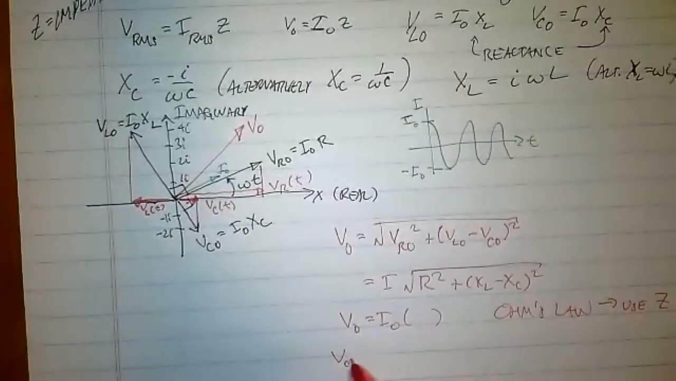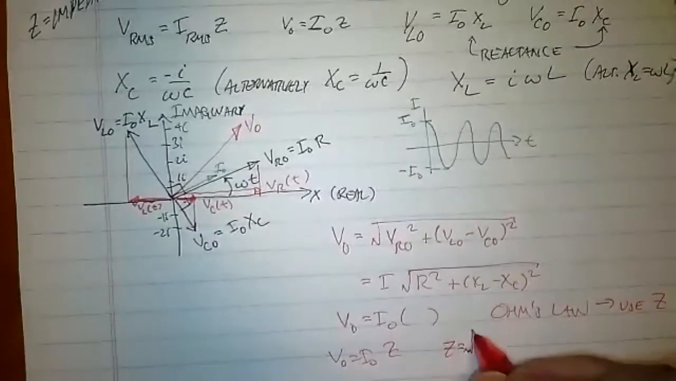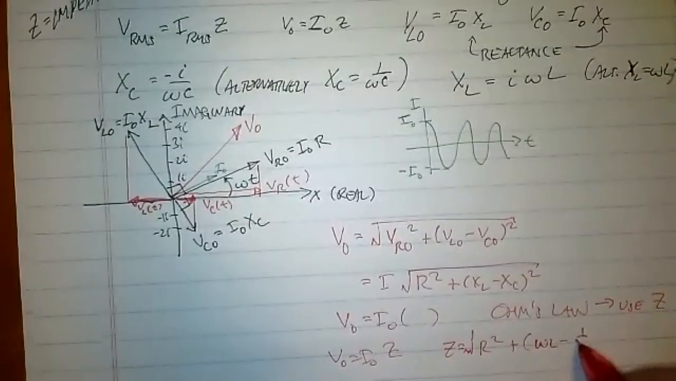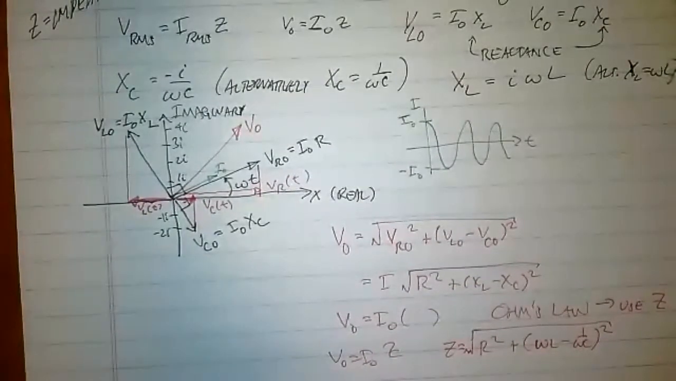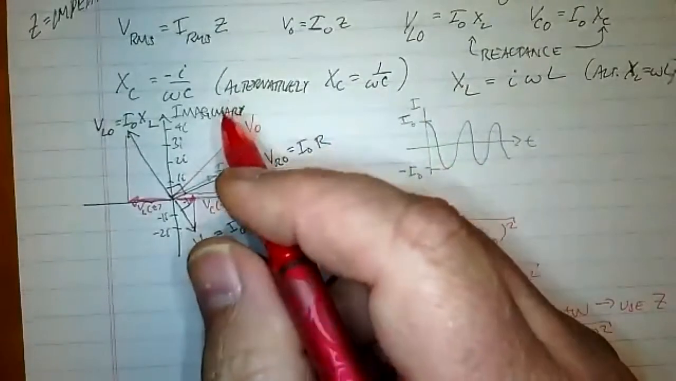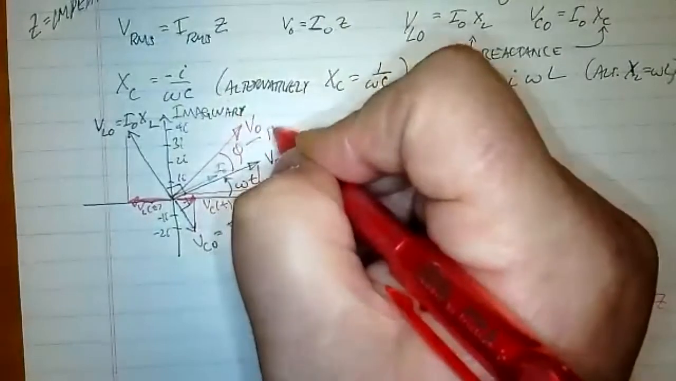So you get V0 equals I0 times Z, and Z would have to be defined to be the square root of R squared plus, now here's where you can sort of ignore the i's. There's ways of dealing with it, but we can ignore the i's. We just say omega L minus 1 over omega C squared, like that. So then all we need is to find out exactly what is this phi, what is this angle right here, called the phase angle.